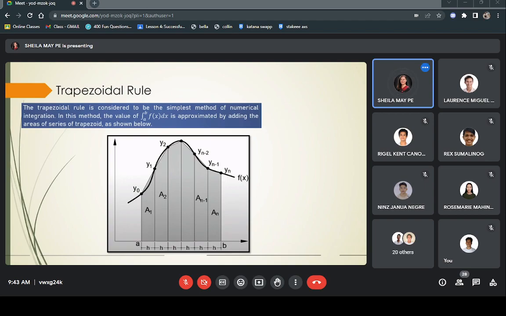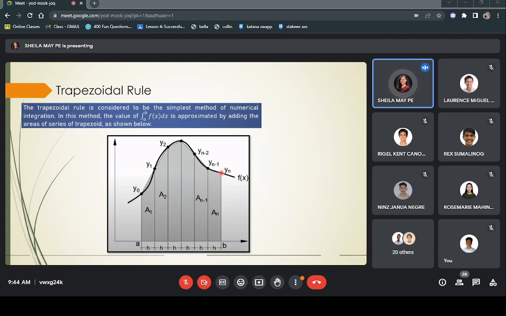Remember class, integration is just adding all the areas under the curve. We have here a curve, this black one. This black curve is divided into equal portions or segments. In here, it was divided by 6. And from this point to this point, it is connected by a line, and from this point to this point, another line, and another, and another, and another.